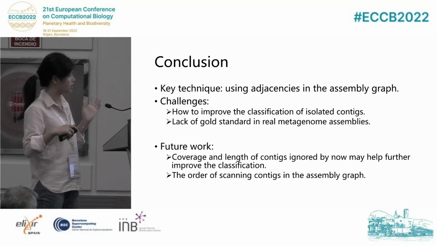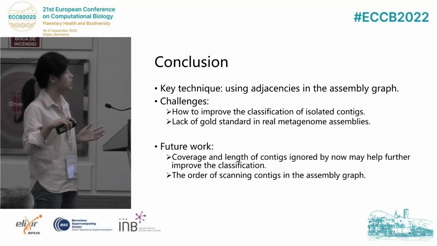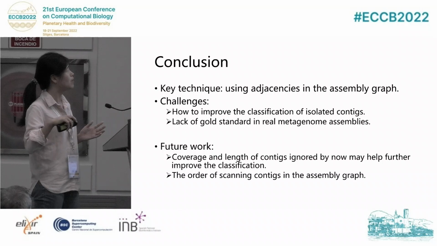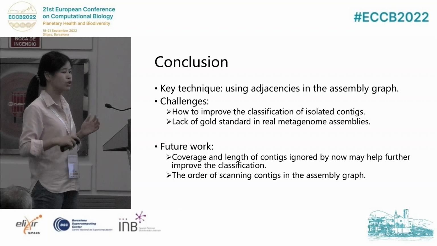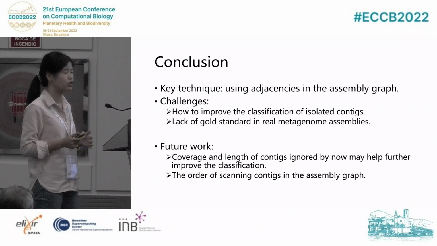So that's our result, and here is the conclusion. The key technique behind 3CAC is that we use the adjacency information in the assembly graph, but the challenge is that isolated contigs have no neighboring information. How should we improve their classification? And when we benchmark on real sequencing data sets, there is no gold standard. How to set a gold standard is also very challenging.